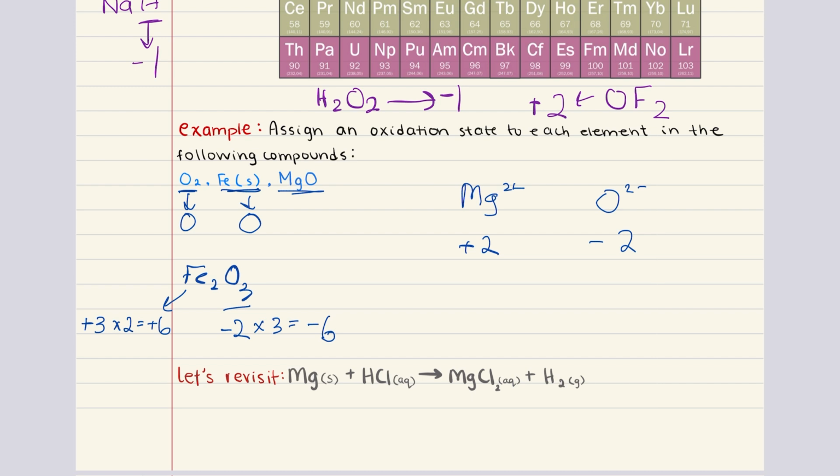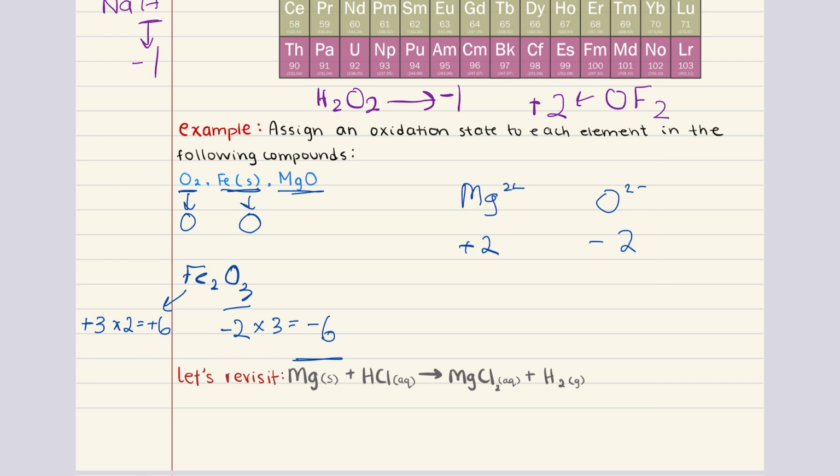So again, the sum of the negative oxidation states here is 3 times minus 2, which gives us minus 6. In order for this compound to be neutral, the sum of the positive oxidation states must be positive 6. There are 2 irons, so each one has an oxidation state of plus 3. And with that, we've solved this example problem.